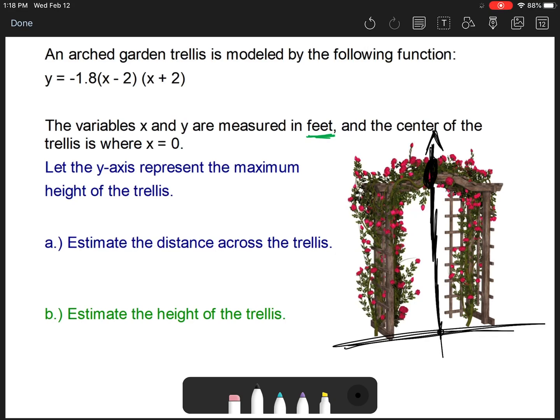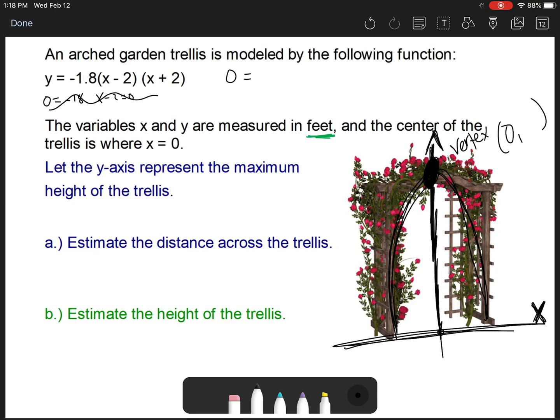So that means our vertex, right? Because remember, the center of our parabola is our vertex, and it would have the x value of 0. Let the y-axis represent the maximum height of the trellis. So our vertex is up here where x is equal to 0, and this would be our maximum height because it's the highest point. Then, from the equation we can also find our x-intercepts. If we want to find our x-intercepts, we want to figure out what happens when y equals 0.